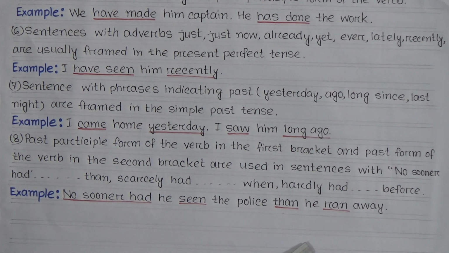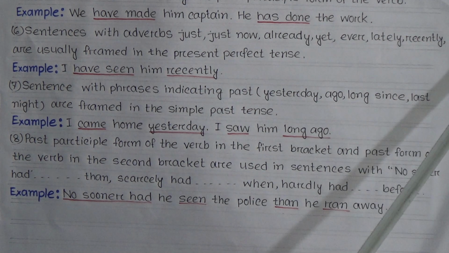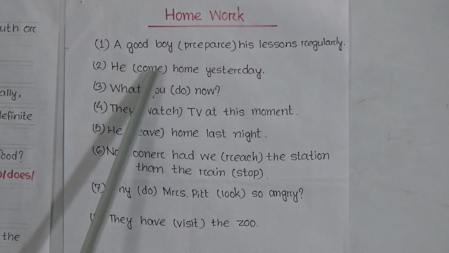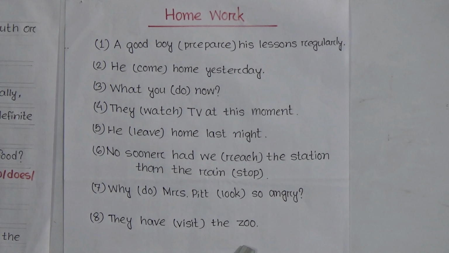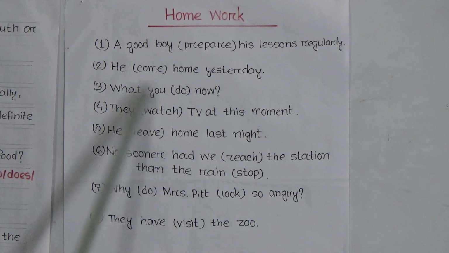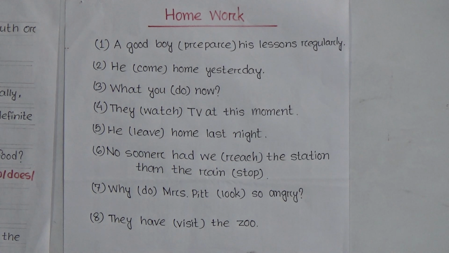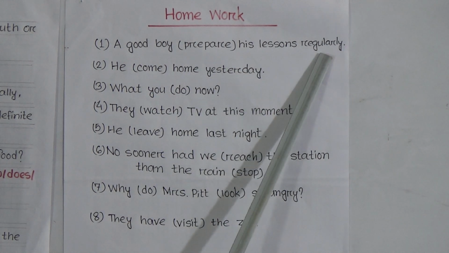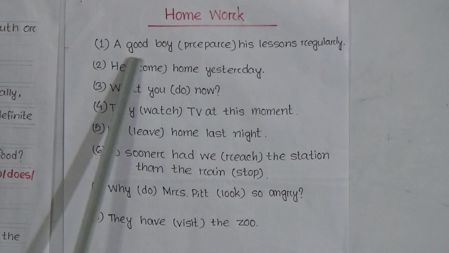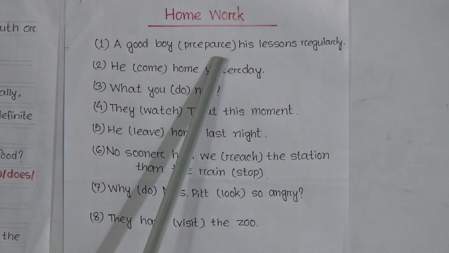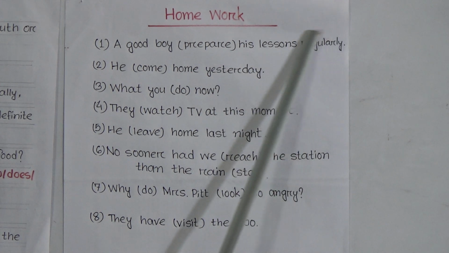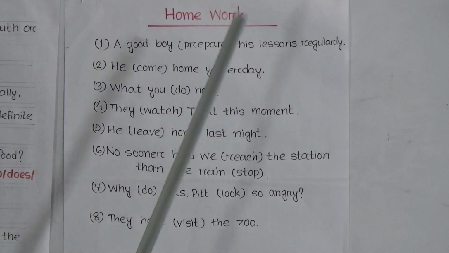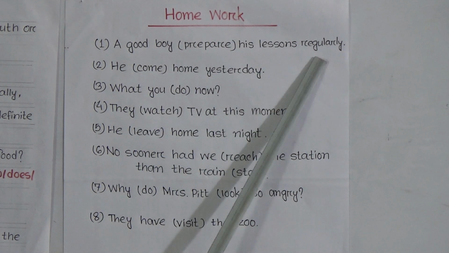Now students, it's time to provide your homework. You can see here I have written 8 sentences, and here you can see some verbs are given. You have to identify the tense, the subject, and then you have to apply the rules of right form of verbs. Here I am reading the first one: A good boy, in bracket, prepare his lessons regularly. So what can be the answer? You have to write down the answer. A good boy prepares his lessons regularly. As you can see, regularly is the symbol of present indefinite tense, so we have to add s at the end of this verb. A good boy prepares his lessons regularly.